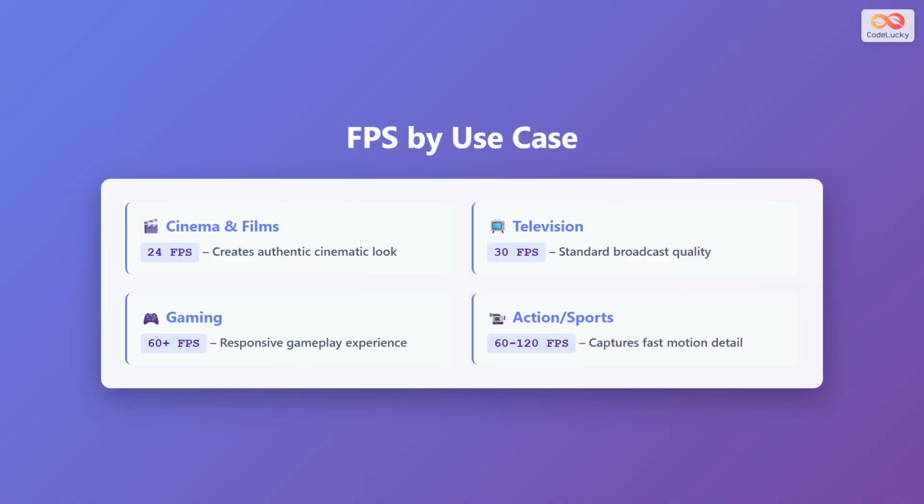Different types of content use different frame rates. Cinema and films use 24 FPS to create that authentic cinematic look. Television uses 30 FPS as the standard broadcast quality. Gaming uses 60 FPS or higher to provide a responsive gameplay experience that feels immediate and smooth. Action and sports videos use between 60 and 120 FPS to capture fast movement details and enable slow motion playback.